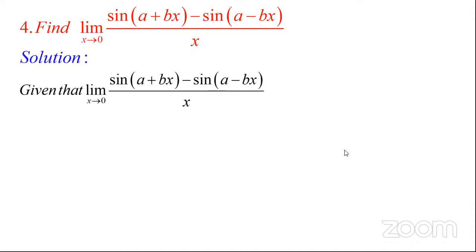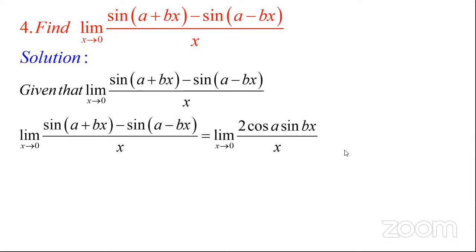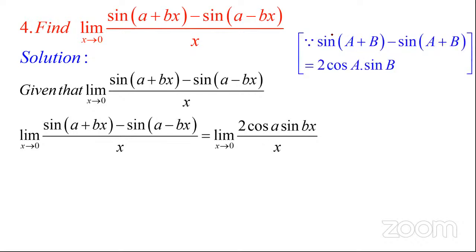For that, you have to write the LHS value, sin C minus sin D. Otherwise, I can write sin of (A plus B) minus sin of (A minus B). Sorry, this is minus. That is equal to 2 cos A sin B. So this is A and this is B. I'm writing these values. Then sin C minus sin D is nothing but 2 cos of (C plus D) by 2 into sin of (C minus D) by 2. Apply here, then you will get the answer.